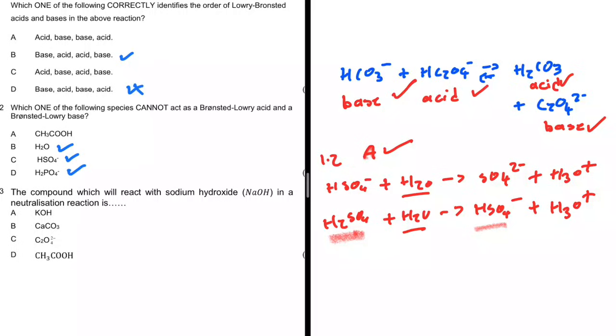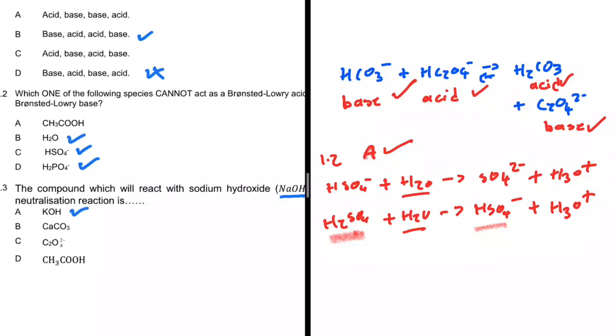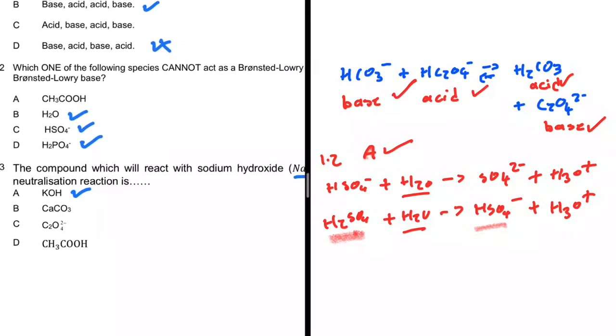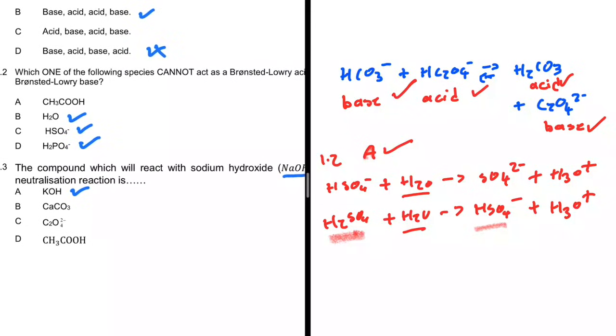So take a look at this. We have NaOH as our base, that is sodium hydroxide, and then option A is KOH. KOH is potassium hydroxide. This is also another strong base, so we cannot have base plus base and call that neutralization. No, we need a base and an acid. So this can't be our answer.